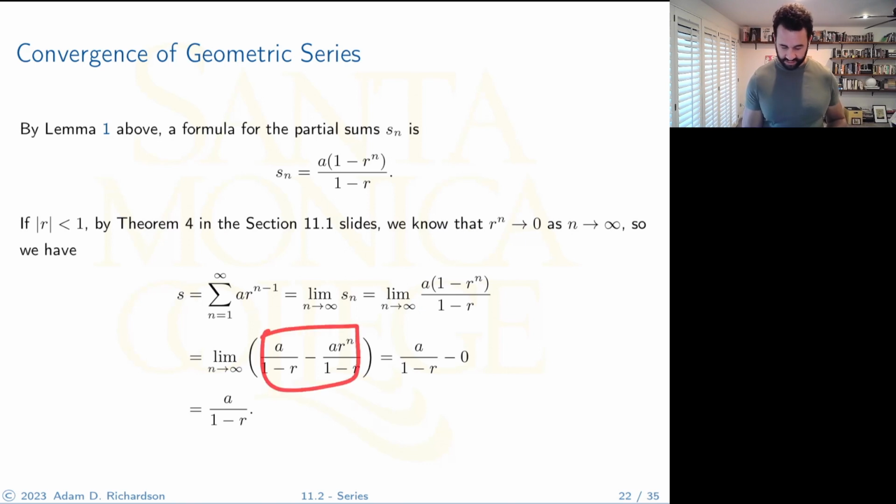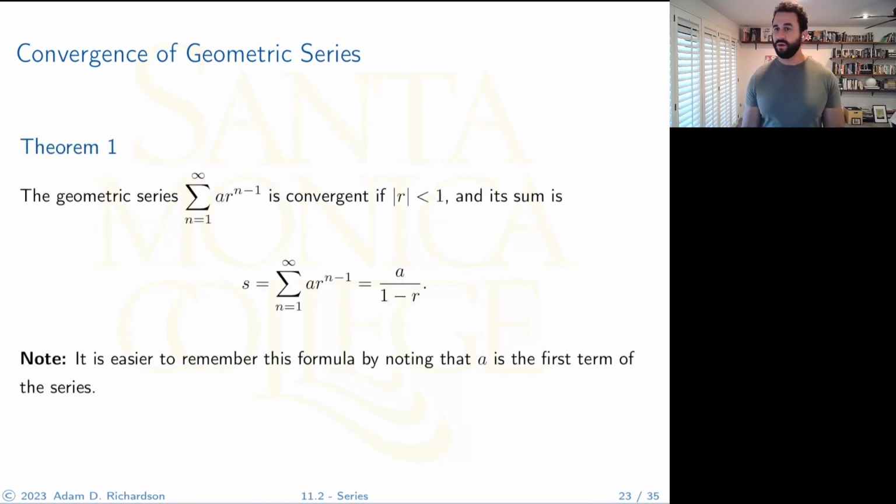Massaging just a little bit, we can split this up into two terms. Both of these limits actually exist, so we can take the limit inside, and when we do, this piece goes to zero. That's what's happening right here. The limit of this is just a over 1 minus r, but as r to the n goes to zero, this whole term goes to zero. And so we're just left with a over 1 minus r. As a result, we get this theorem. Our geometric series is convergent if the size of r is less than 1, and we know what it converges to, which is amazing. It converges to a over 1 minus r.